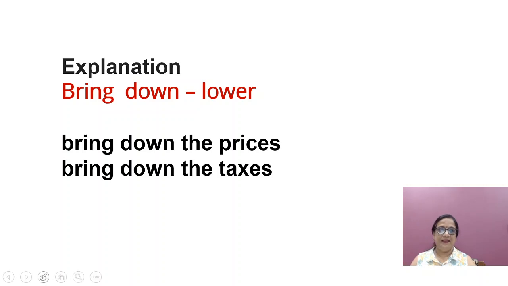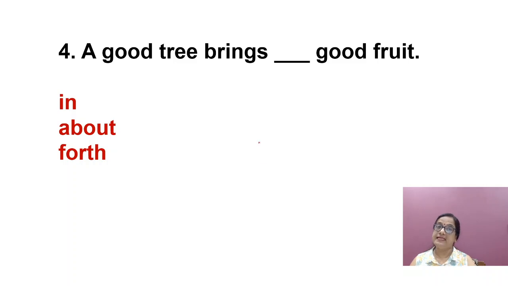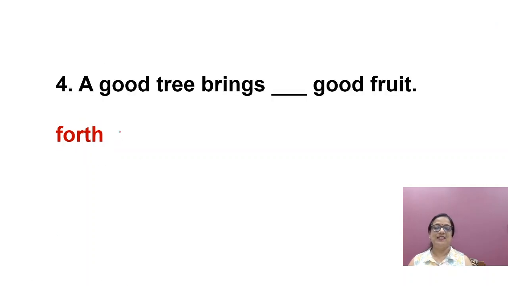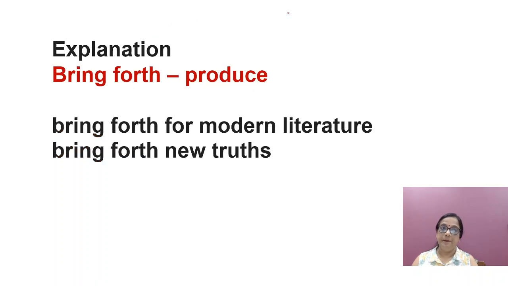Next sentence. A good tree brings dash good fruit. The options are in, about, forth. I hope you have thought of the correct option. The answer is: a good tree brings forth good fruit. Brings forth means produce. Two more examples: bring forth modern literature, that is, produce modern literature; bring forth new truths, that is, produce new truths.